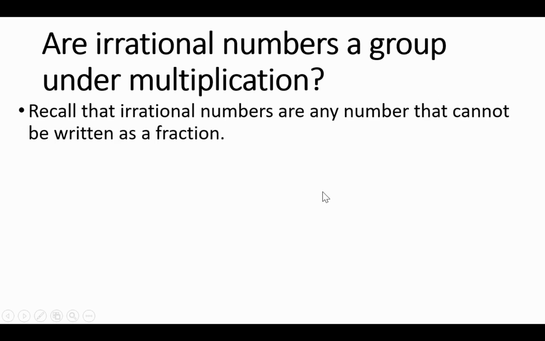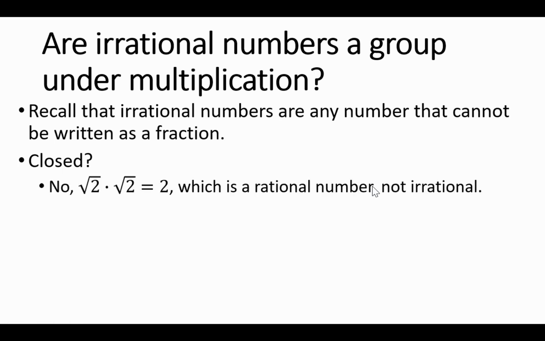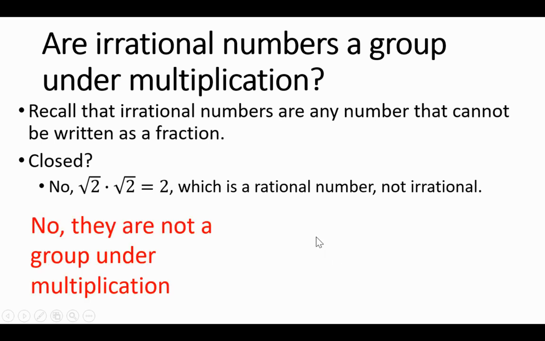What about irrational numbers? Are irrational numbers a group? Recall that irrational numbers are any number that cannot be written as a fraction. So first question, is it closed? It is not. Irrational numbers, yep, square root of 2 times square root of 2 is 2, which is a rational number, not irrational. So if you got an irrational number here, then it would have been okie dokie. Okay, nope, they're not going to group under multiplication.